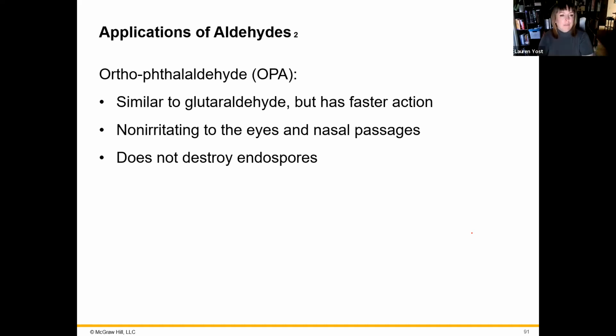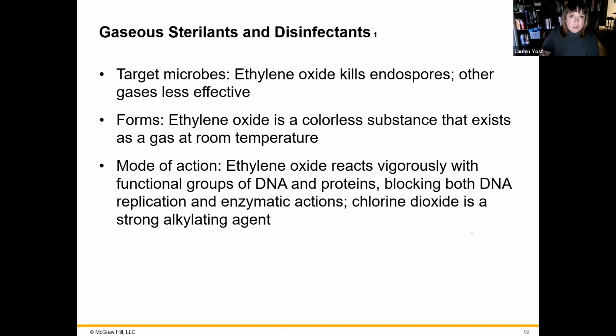So anyways, orthophthaldehyde, I can't say it, but OPA is how we would abbreviate this, right? It's going to have similar action as glutaraldehyde. It is faster acting, it is non-irritating, but it will not destroy endospores. So this cannot be used as a sterilizing agent, and it's more expensive. Again, it depends on what you're using these things for.